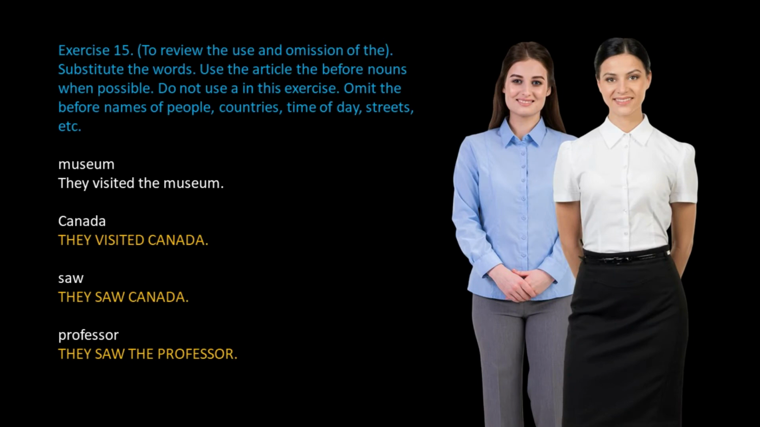Exercise 15. To review the use and omission of the. Substitute the words. Use the article the before nouns when possible. Do not use a in this exercise. Omit the before names of people, countries, time of day, streets, etc. For example, Museum. They visited the museum. Canada. They visited Canada. Saw. They saw Canada. Professor. They saw the professor.